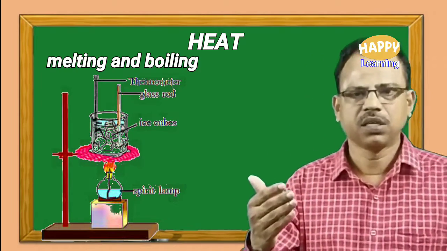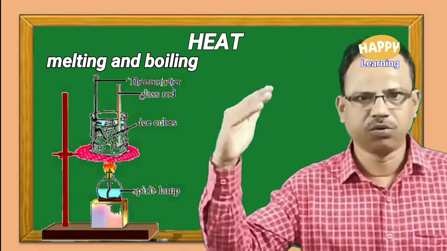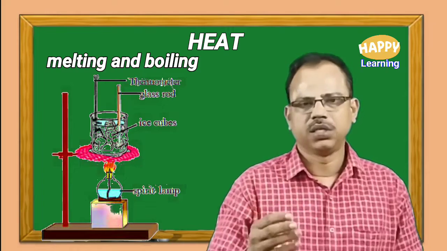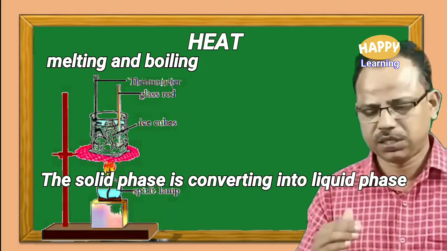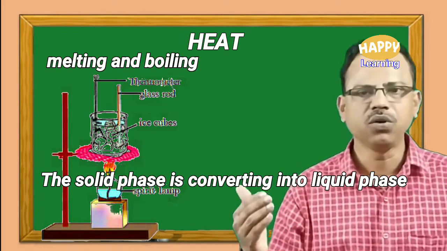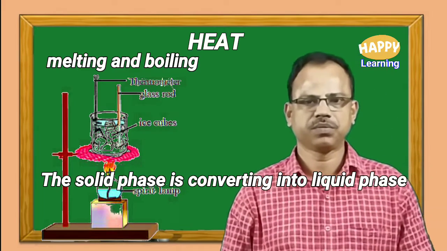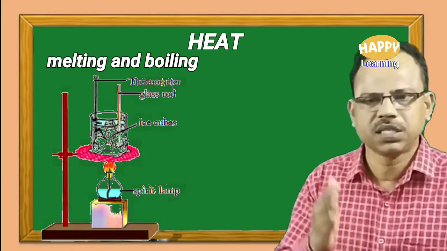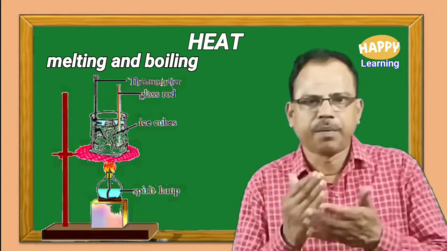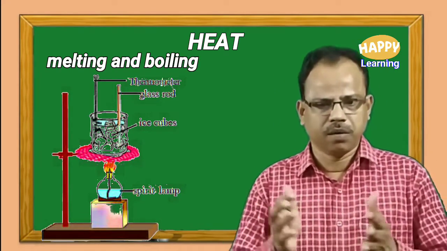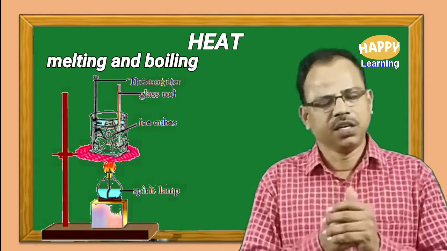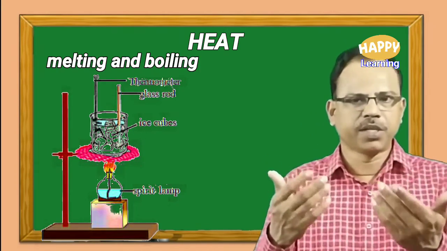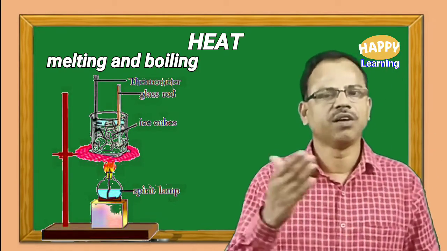All of you know there are three phases of matter: solid, liquid, gas. Plasma is there, but for now you ignore that. So the solid phase started converting into liquid phase. Here at 0 degrees Celsius, the temperature remained constant, but the heat given is utilized for some other purpose, that is, change of phase.